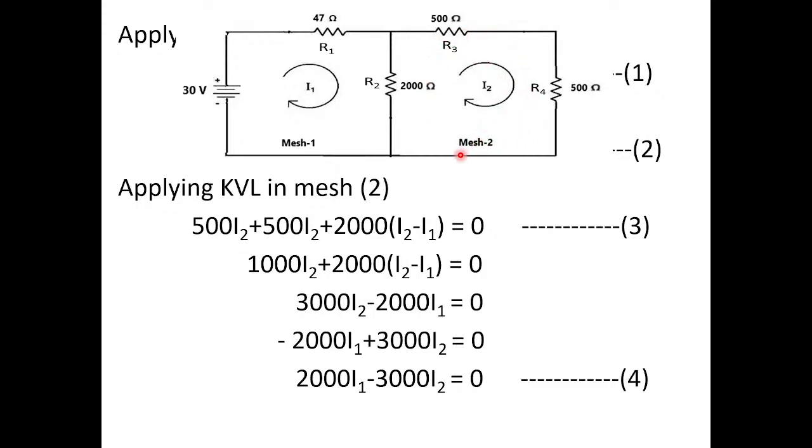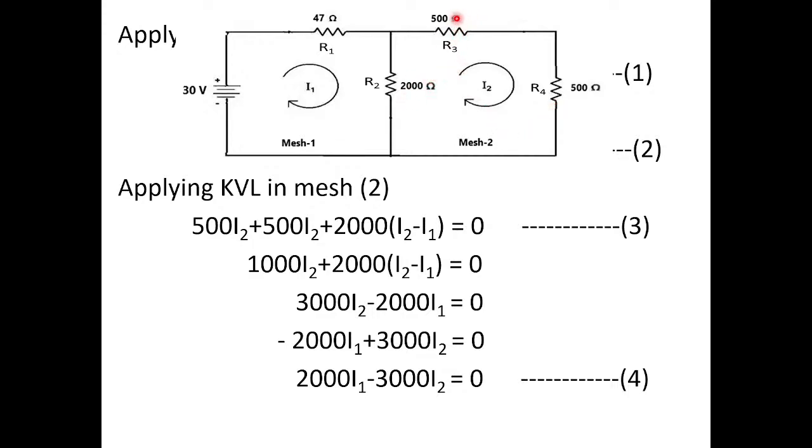Only resistors are there. How many resistors? R2, R3 and R4. So since only resistors are there, there will be voltage drops within this loop. So how many voltage drops will be there? Voltage drop across R2, voltage drop across R3 and voltage drop across R4. Okay, I'm sorry, only 3 voltage drops will be there, not 4. So R2, R3 and R4.